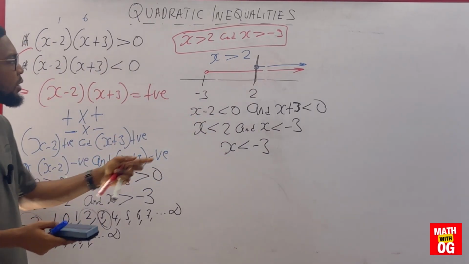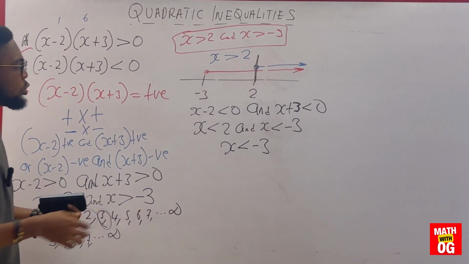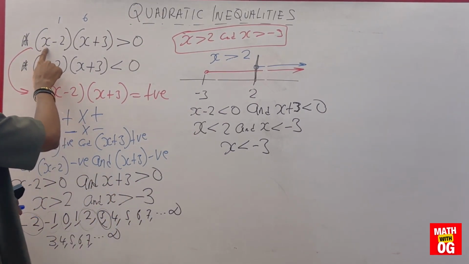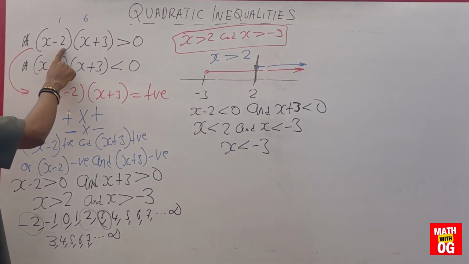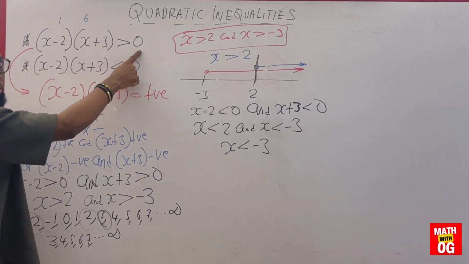So let's pick a value that is neither greater than 2 and is not less than minus 3. So those values will lie between minus 3 and 2. So we can pick 0. If I put a 0 here, 0 minus 2 is minus 2. 0 plus 3 is 3. Minus 2 times 3 is not greater than 0.